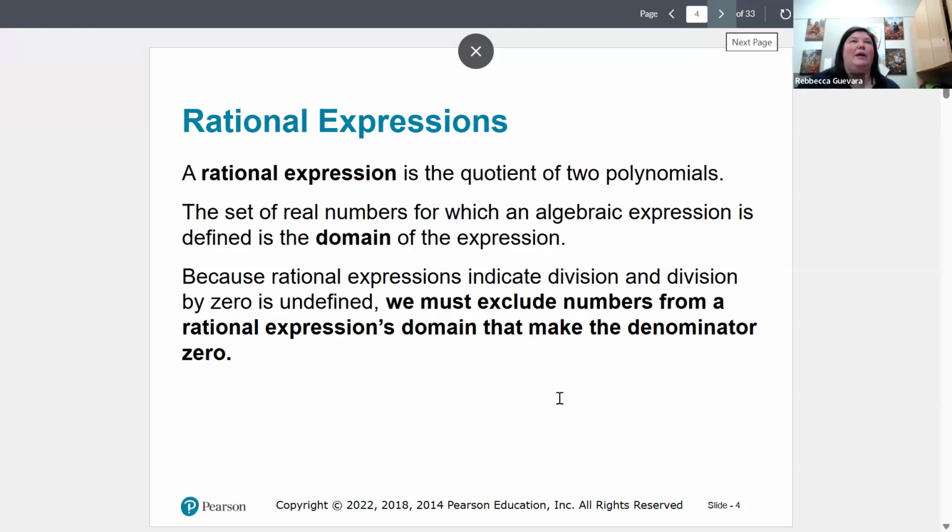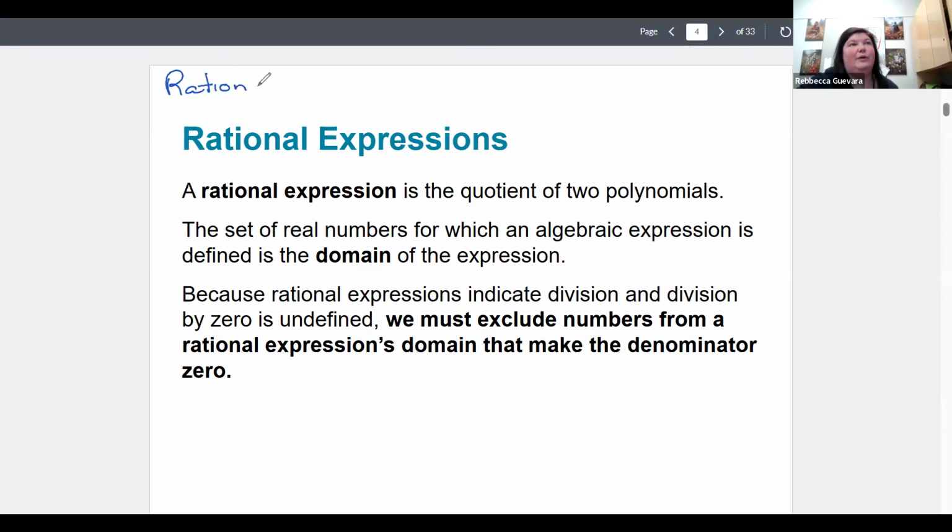So, a rational expression, its name comes from a rational number. So a rational number is essentially numbers that you can write as fractions. A formal definition is a quotient of two integers. So rational numbers could be like 2 over 5, because 2 and 5 are integers. It could be negative 2 over 5, because we can also have negative integers.